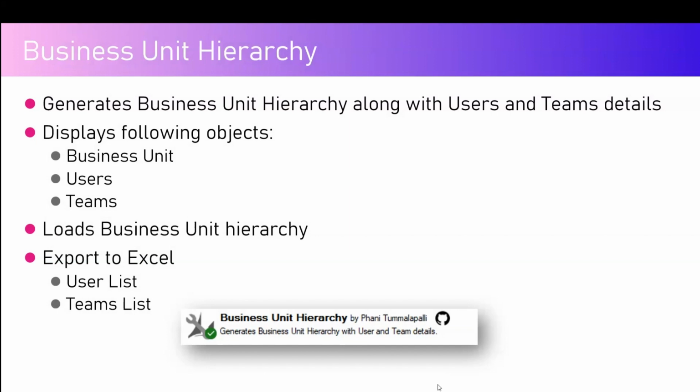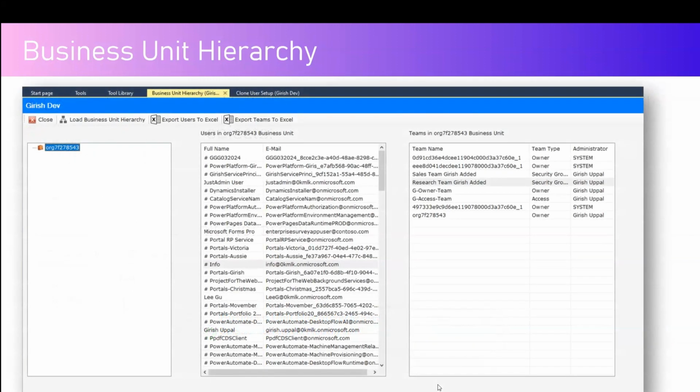It loads the business unit hierarchy and it has an option to export to Excel. You can export the user list or you can export the teams list. So if you have a need to export all the user list for your tenant or teams list for a specific environment, then you can make use of this tool. It's a simple tool. It looks something like this.